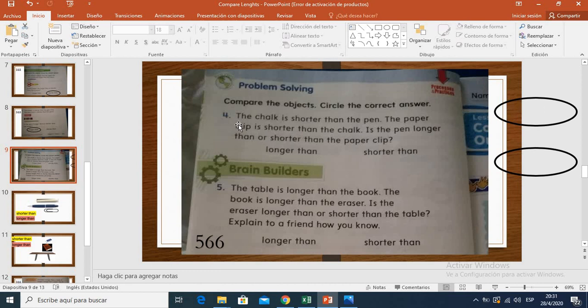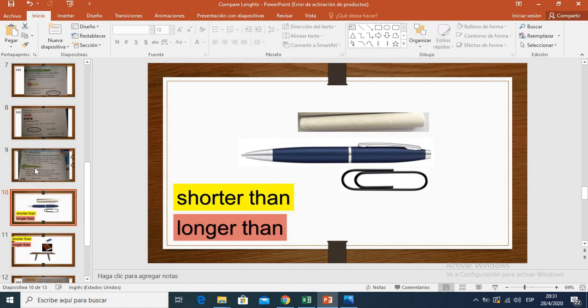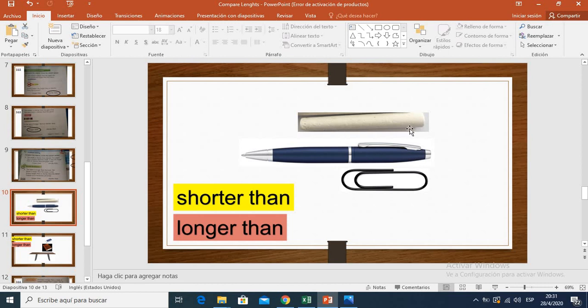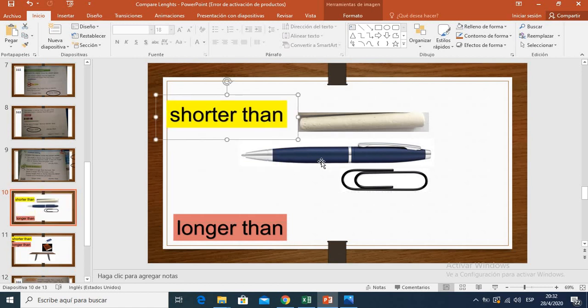Okay, listen. The exercise reads like this. The chalk is shorter than the pen. The paper clip is shorter than the chalk. Is the pen longer than or shorter than the paper clip? I'm going to check it in a picture. Look, it says the chalk is shorter than the pen. This is the chalk. In Spanish means tiza. So chalk is shorter than the pen. This is a chalk, this is a pen, and this is a paper clip. So the chalk is shorter than the pen.